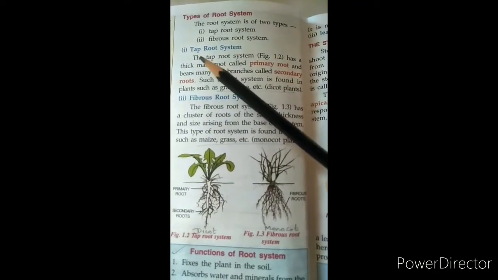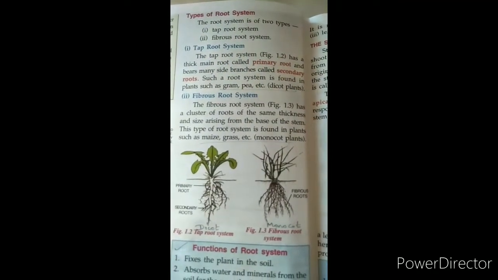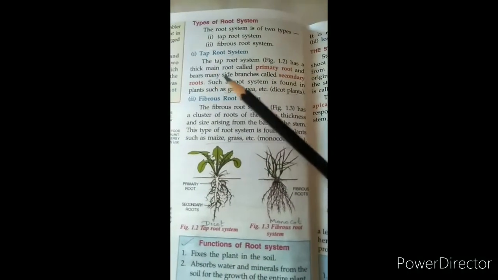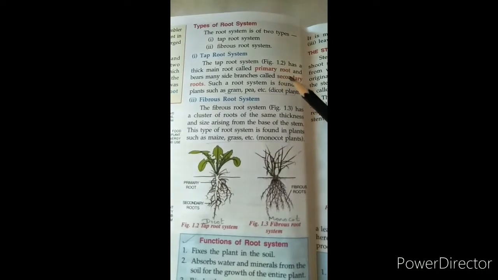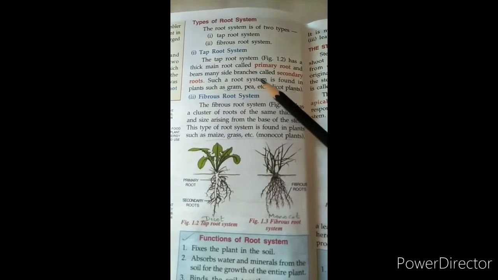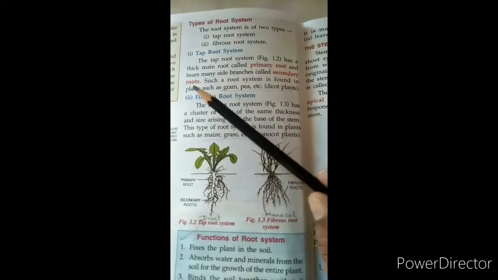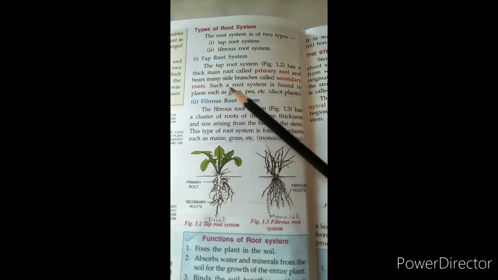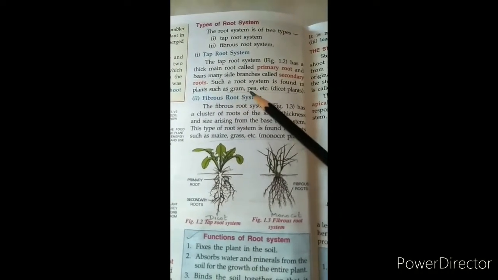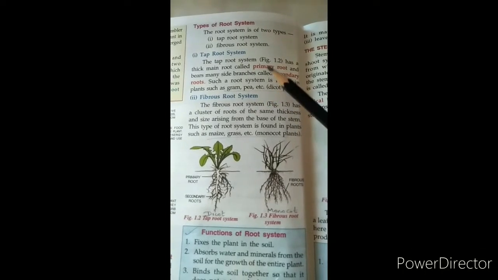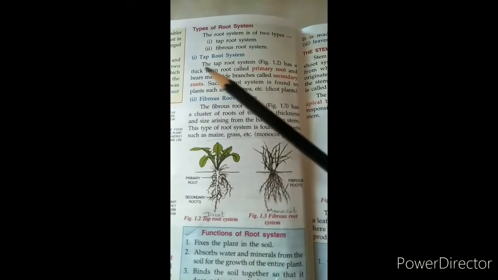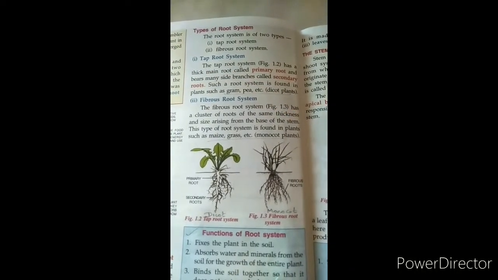First, let's have a look at what is tap root system. The tap root system has a thick main root called primary root and bears many side branches known as secondary roots. Such a root system is found in plants such as gram, pea, etc., and these are found in dicot plants. That is, tap root system is found in dicot plants.